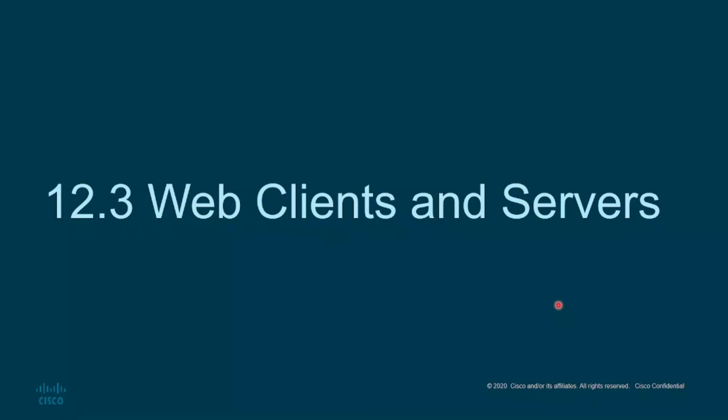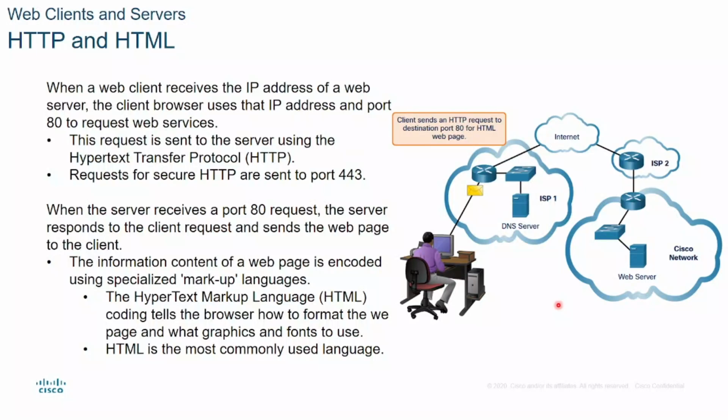Let's look at web clients and servers. So when a web client receives the IP address of the web server, the client browser uses the IP address and port 80 to request web service, because web service is done on port 80 on the network. This request is sent to the server using the Hypertext Transfer Protocol. The request for secure TCP is sent towards port 443. So for HTTPS, it goes through port 443, but for just plain HTTP, it goes to what? Port 80.